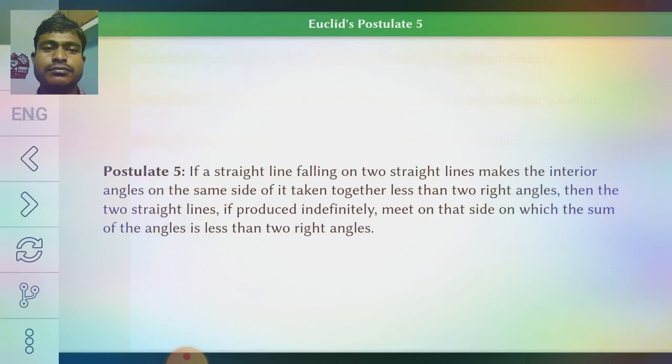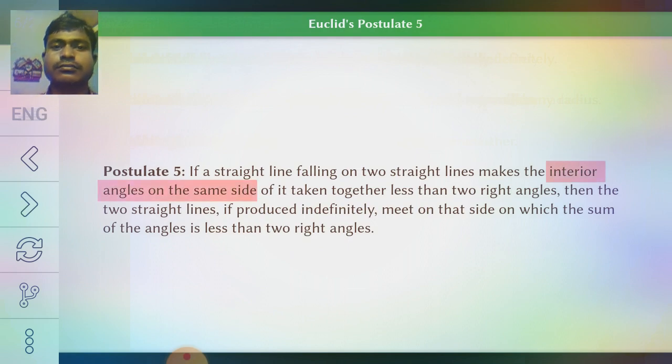Postulate 5. If a straight line falling on two straight lines makes the interior angles on the same side of it, taken together, less than two right angles, then the two straight lines, if produced indefinitely, meet on that side on which the sum of the angles is less than two right angles.